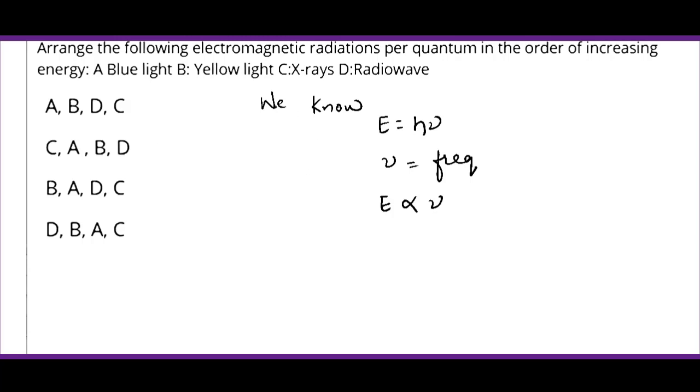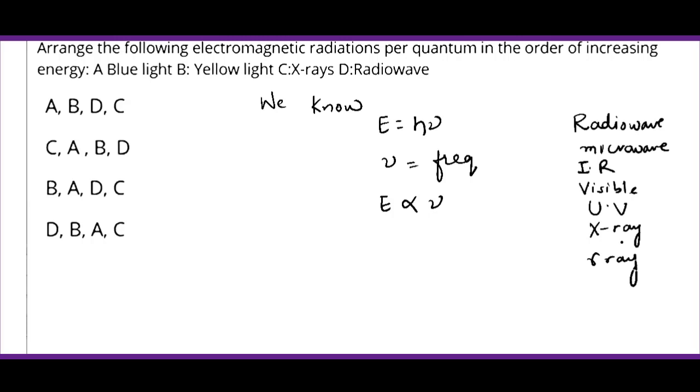So this is our electromagnetic spectrum: radio wave, microwave, infrared, visible, ultraviolet, X-ray and gamma ray. It has high wavelength and lowest frequency at the radio end, and gamma rays have the highest frequency.